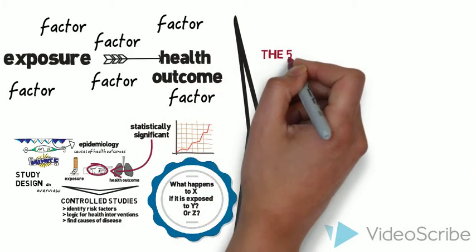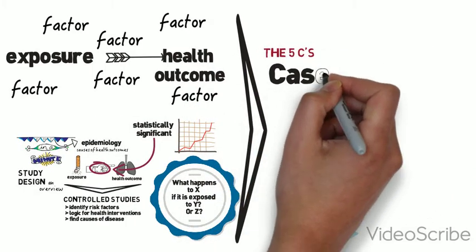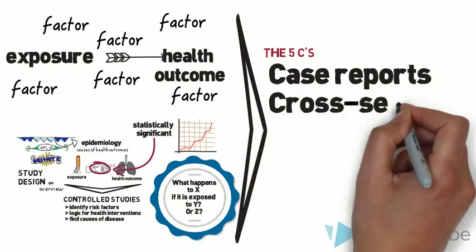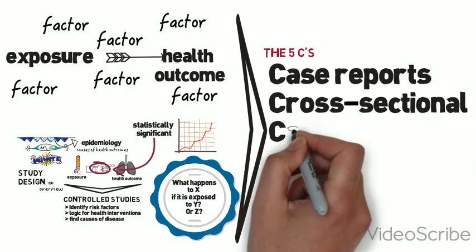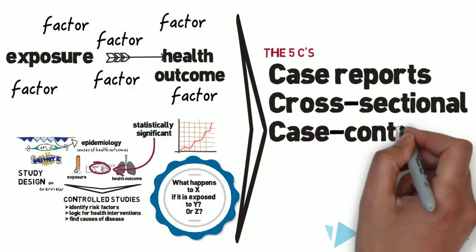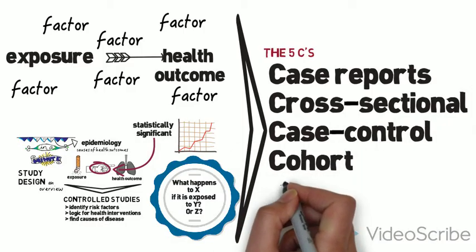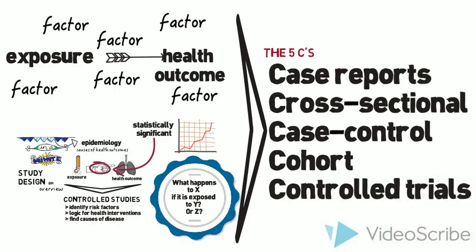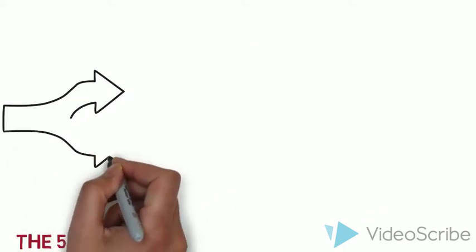There are 5 basic study designs in epidemiology used to determine if there is a statistical association between an exposure and an outcome. These 5 are case reports, cross-sectional studies, case control studies, cohort studies, and controlled trials, the 5 C's. But which design is right for your study?